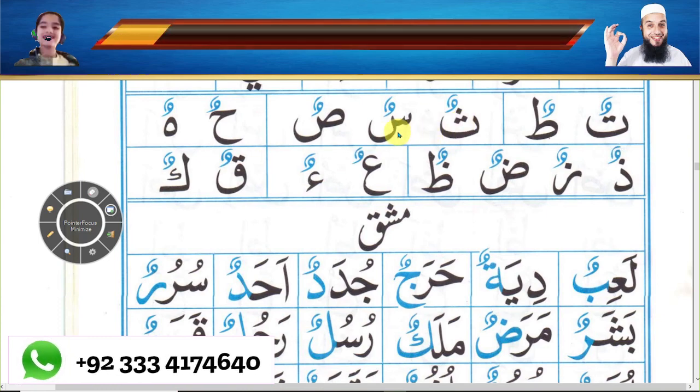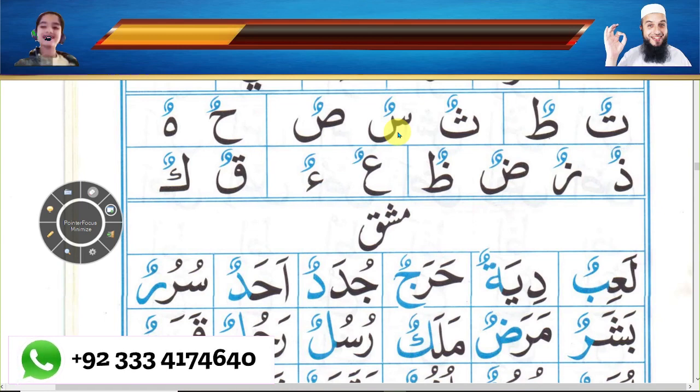Where do we place our tongue while reading the letter seen? I think it is the lower front teeth. Wrong. In the letter seen, the tongue does not touch anywhere. The upper teeth and the lower teeth have a little bit of gap, and we read the letter with force, creating a whistling sound. So this one is seen.